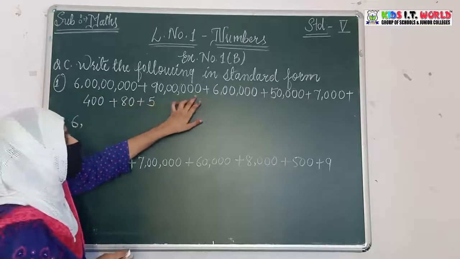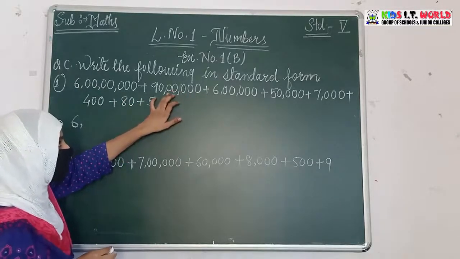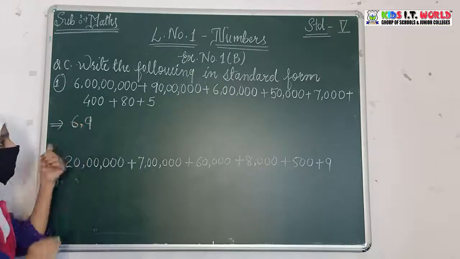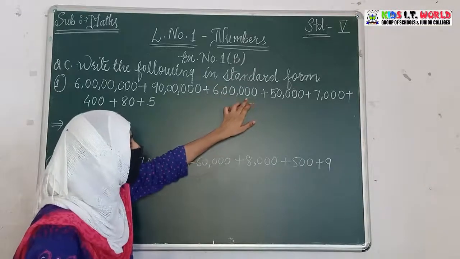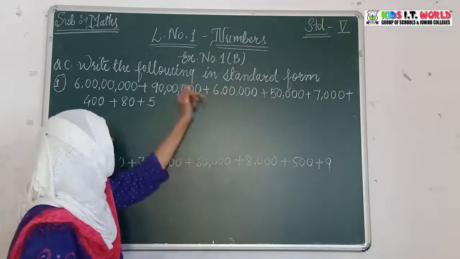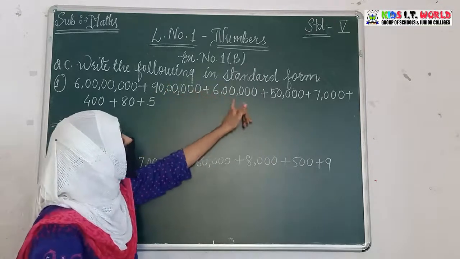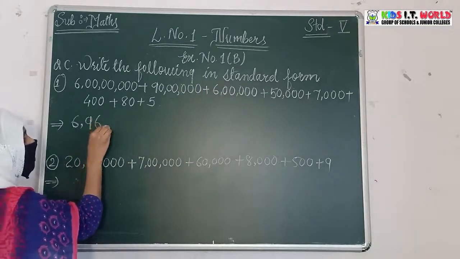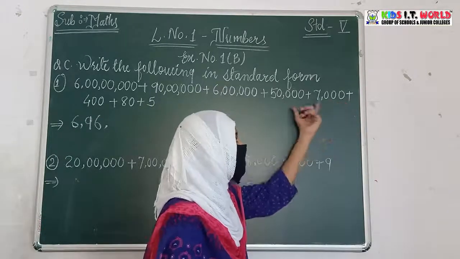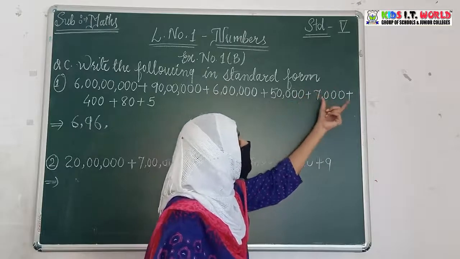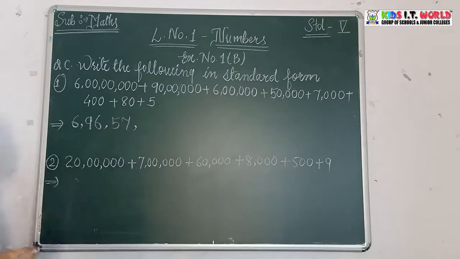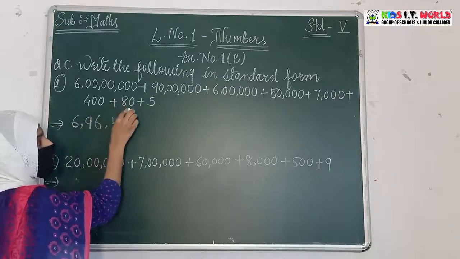Now it is ones, tens, hundred, thousand, 10,000, lakh, 10 lakh. Means it is 90 lakh. So write down 9 here. This is ones, tens, hundred, thousand, 10,000, lakh. Means this is 6 lakh. So it is 90 lakh plus 6 lakh, so it is 96 lakh. Put the comma after separate period. Then it is 50,000 plus 7,000. This is a separate period. So 50,000 plus 7,000 is 57,000. Again it is a separate period. Put the comma. Now it is 400 plus 80 plus 5.